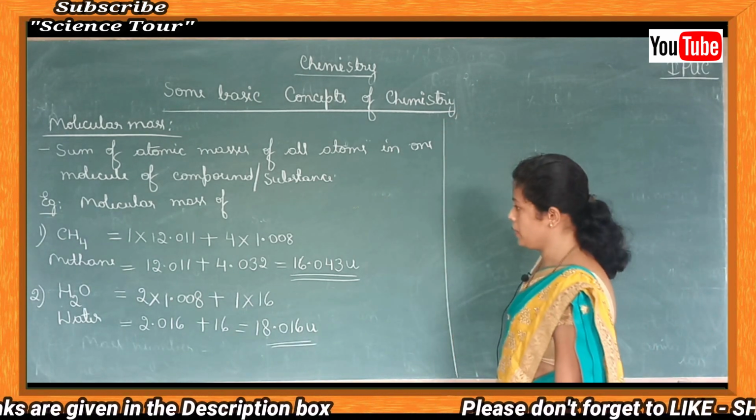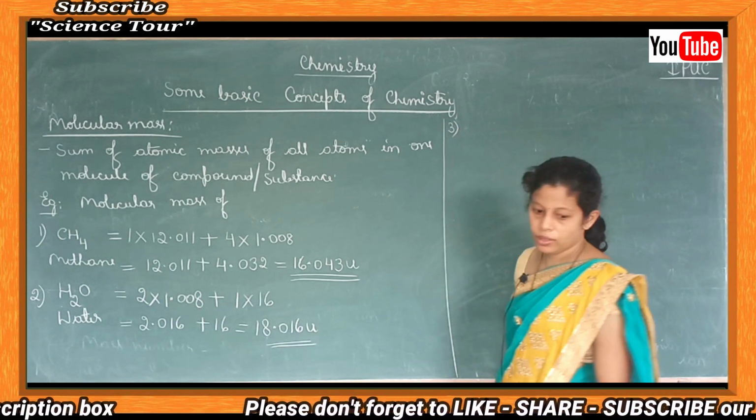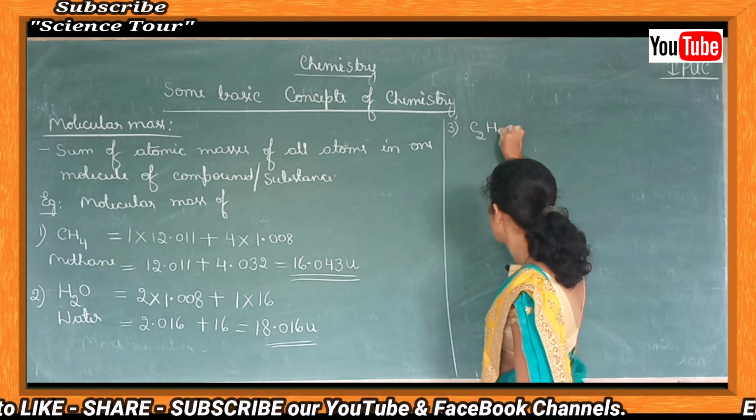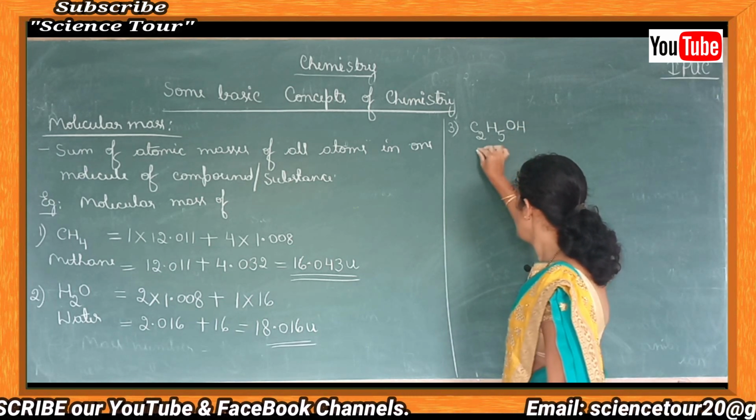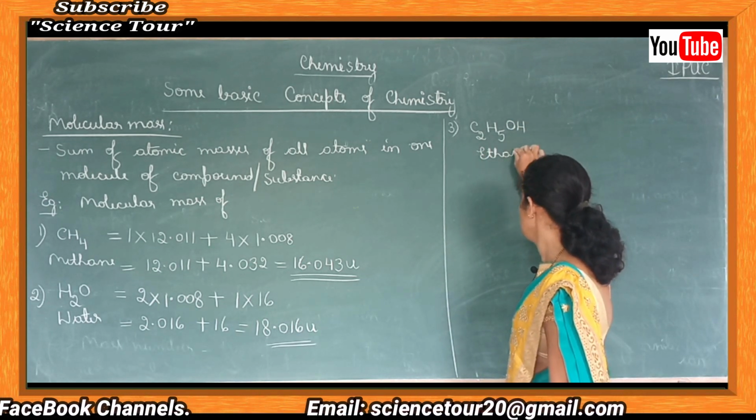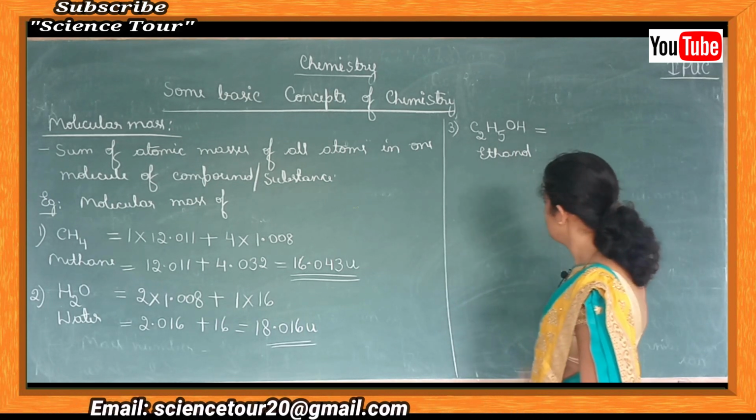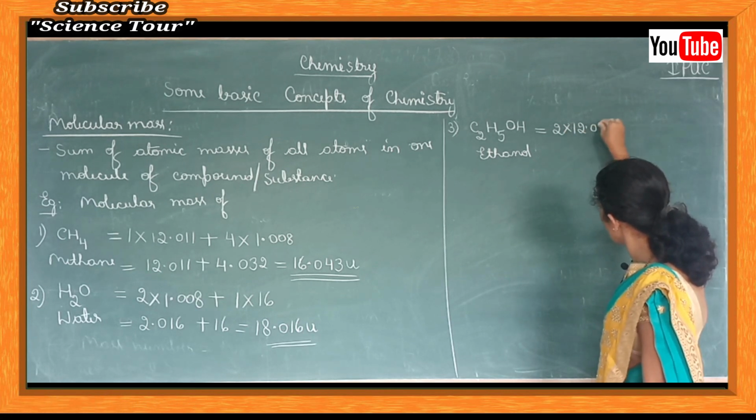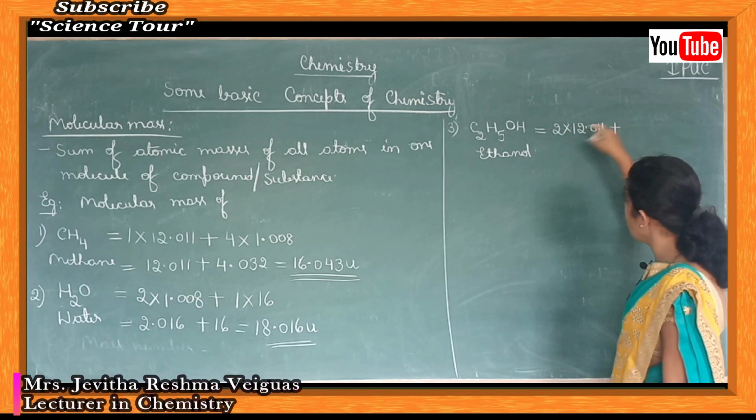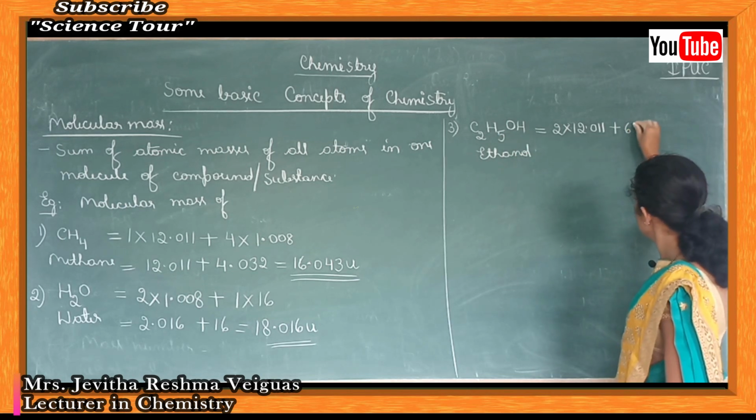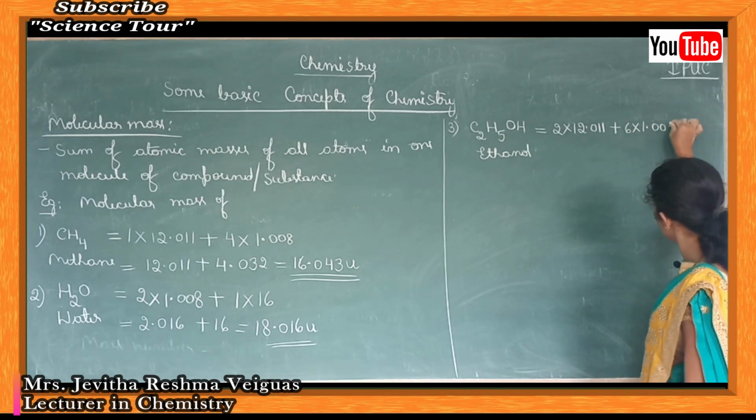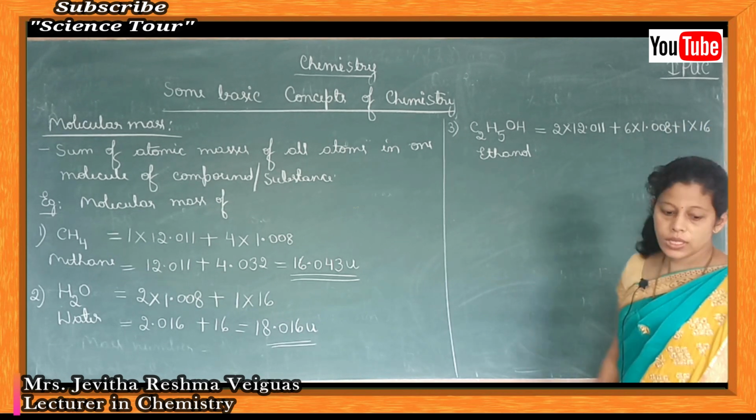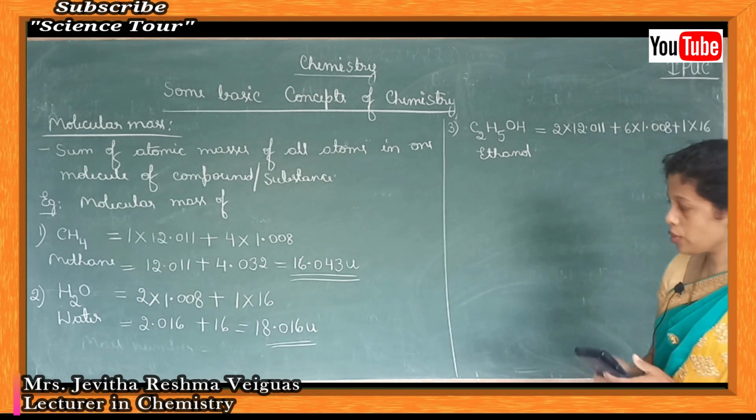Let's have a few more examples. Let's now take the third example, that is ethanol, C2H5OH. How many carbon atoms? 2. So 2 into 12.011 plus, totally how many hydrogen? 5 plus 1, 6. 6 into 1.008 plus 1 oxygen, 1 into 16. So this is how you are going to calculate. Make use of the calculator.